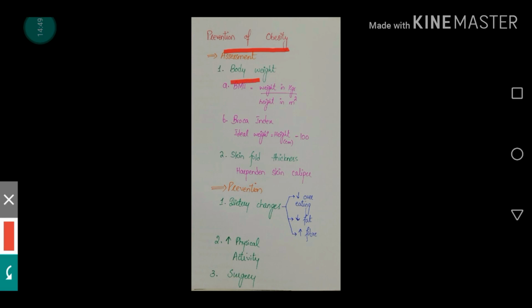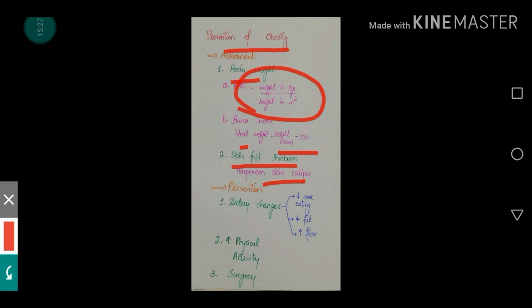Number one is body weight, and then comes the skin fold thickness. Now body weight can be calculated by BMI, which is weight in kgs divided by height in meter square, and then we have Broca's index, which is ideal weight is equal to height in centimeter minus 100. Now skin fold thickness is measured by Harpenden skin caliper, and it has certain parameters in which we compare different age groups and genders in terms of their skin fold thickness to label them as whether they're obese or not.